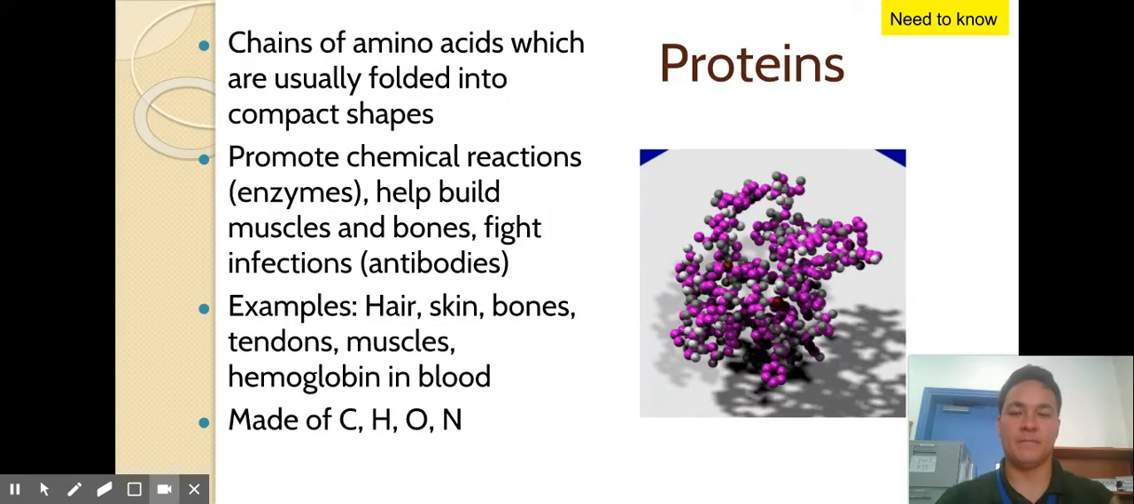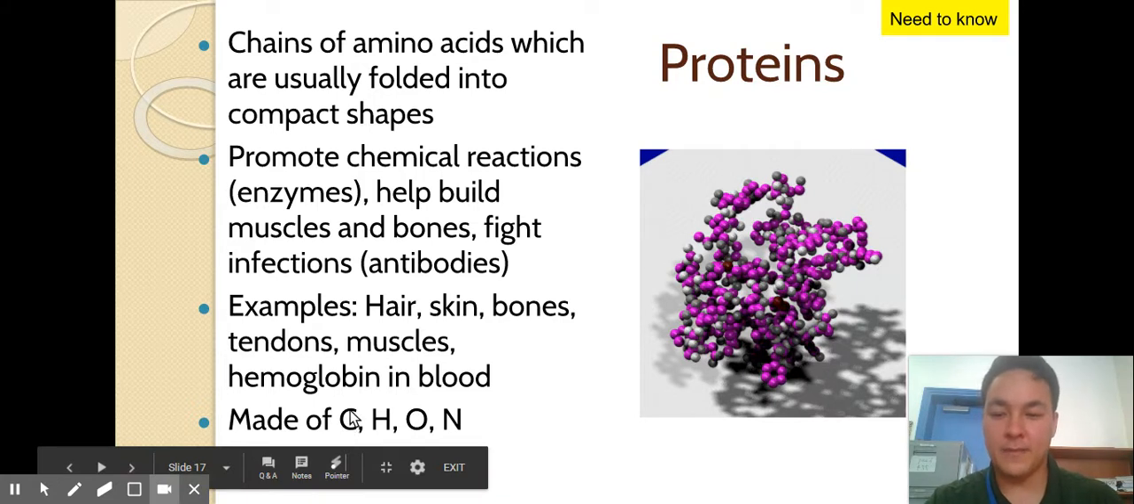All right, take a deep breath. We got through carbohydrates and lipids. Now we move on to proteins. Proteins are ubiquitous. That means they're everywhere. Proteins are really cool. They can be enzymes. They can help build muscles and bones. They can help fight infections. Right? They do all kinds of stuff in our body. Notice how they're also made of carbon, hydrogen, and oxygen with the addition of a nitrogen atom. So that's going to make them slightly different. So different structure, different functions than the carbohydrates or the lipids.